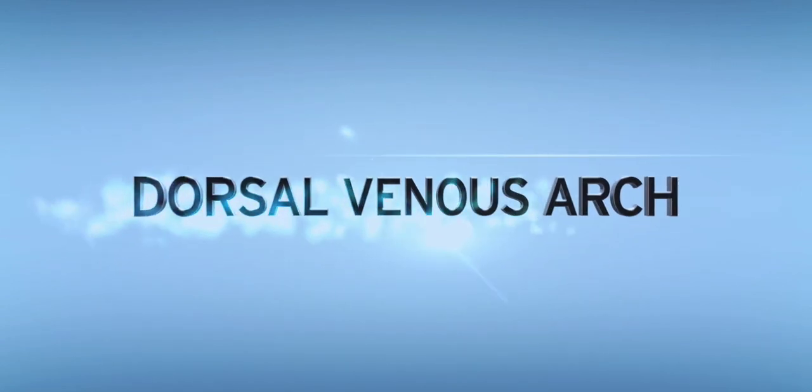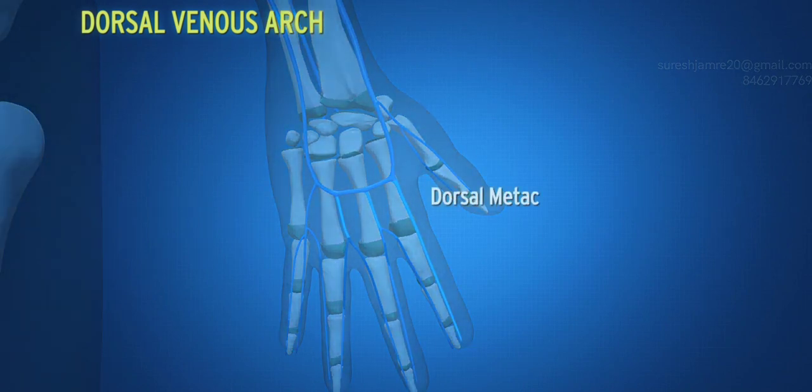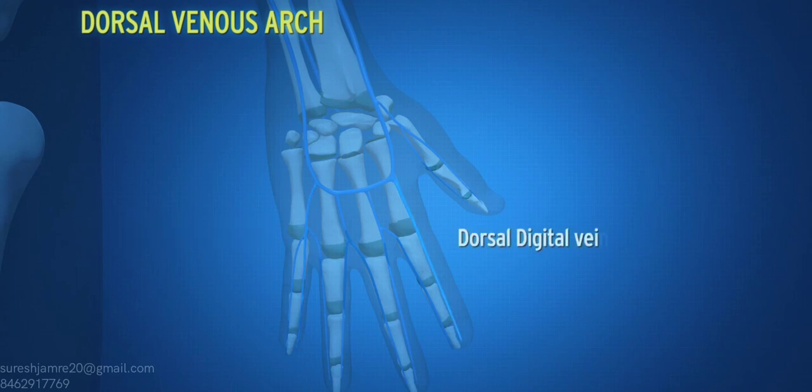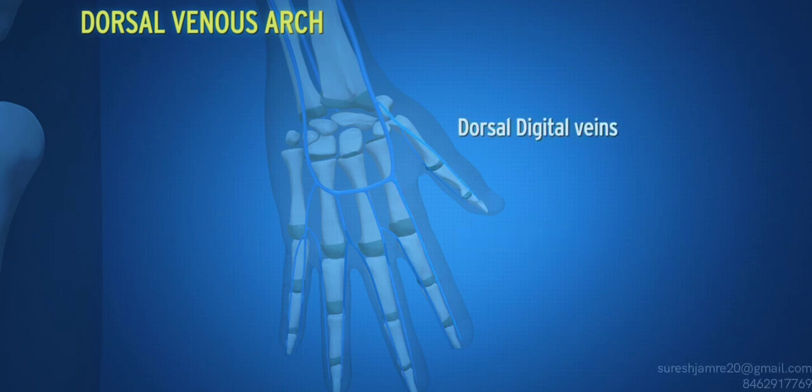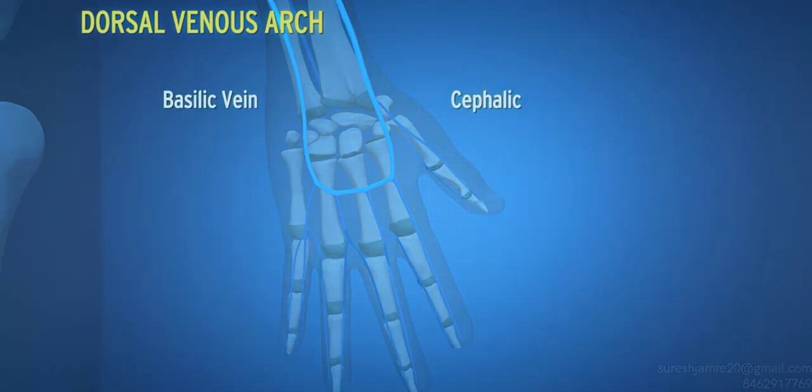Dorsal venous arc. It lies on the dorsum of the hand and branches into 3 dorsal metacarpal veins, a dorsal digital vein from the medial side of the little finger, a dorsal digital vein from the radial side of the index finger, 2 dorsal digital veins from the thumb. The efferents of dorsal venous arc are the cephalic and basilic vein.